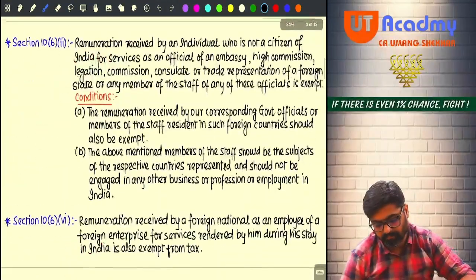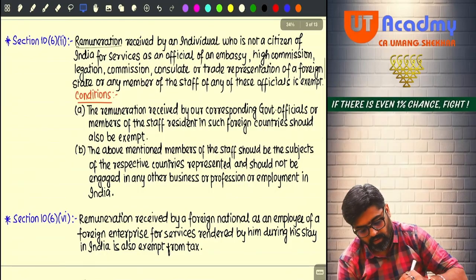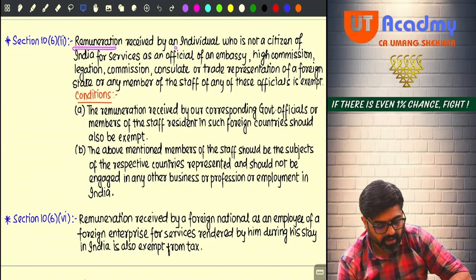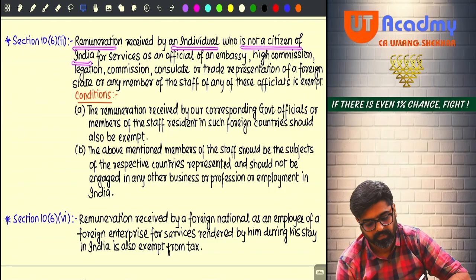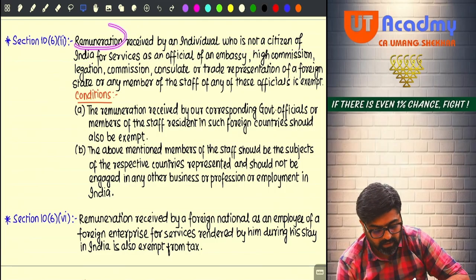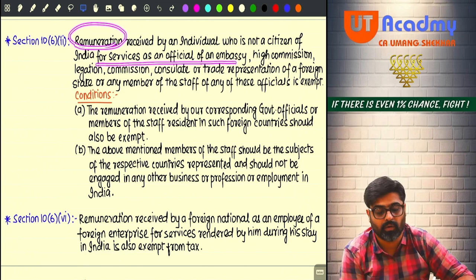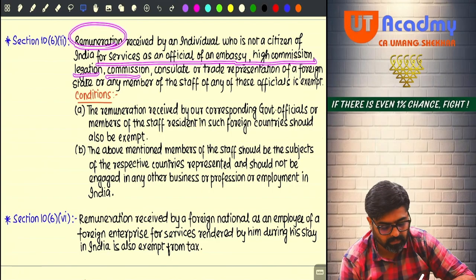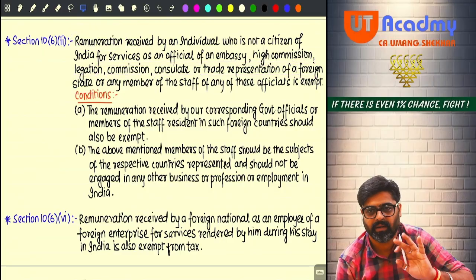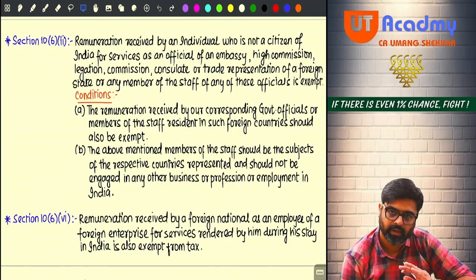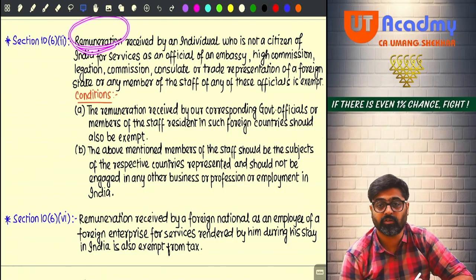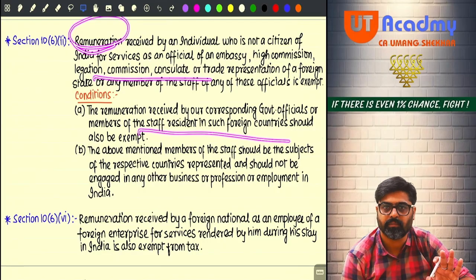Please pay attention. See here. Remuneration means salary received by an individual who is not a citizen of India, a non-citizen. He is getting this remuneration for services as an official of an embassy, high commission, legation, commission, consulate or trade representation of a foreign state, meaning in short a foreign diplomat, or any member of the staff of any of these officials, and it is exempt. So remuneration received by these foreign diplomats and their staff members is exempt.